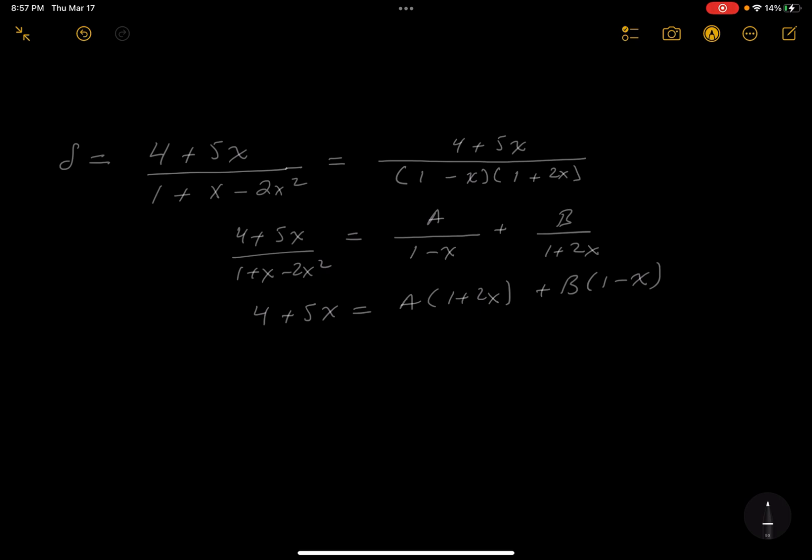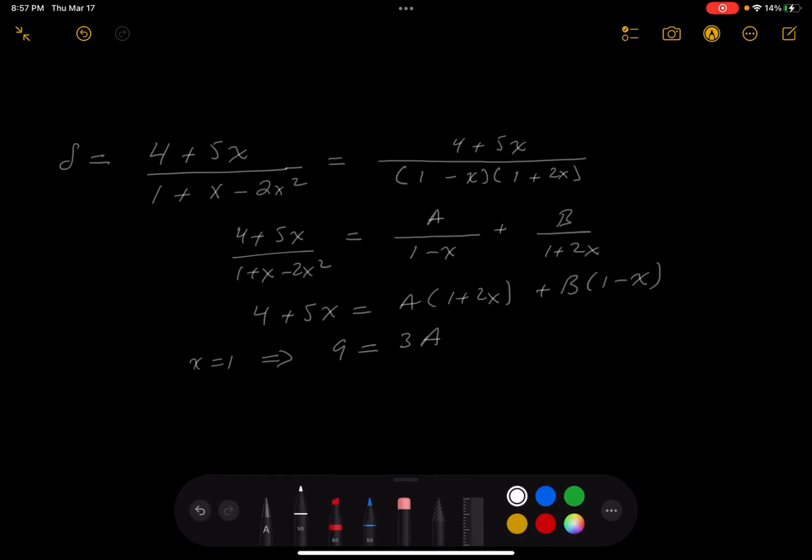Let's take x to be 1, because it's easy. You get 9, and then you're going to get what? 3A. What's A? A has to be 3. I'm going to get my eraser out. I'm going to erase this guy over here. I can put the number 3 down now. And then I'm going to get the B. Let me just erase this A. The A is 3.